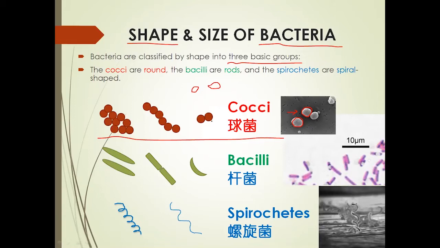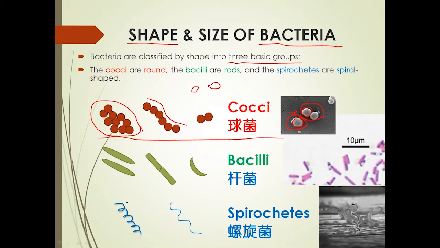They can be a couple of them together, possibly separate, single in there, possibly connected like a chain, and possibly connected like a group. They have a lot of different forms. So that's the first group.